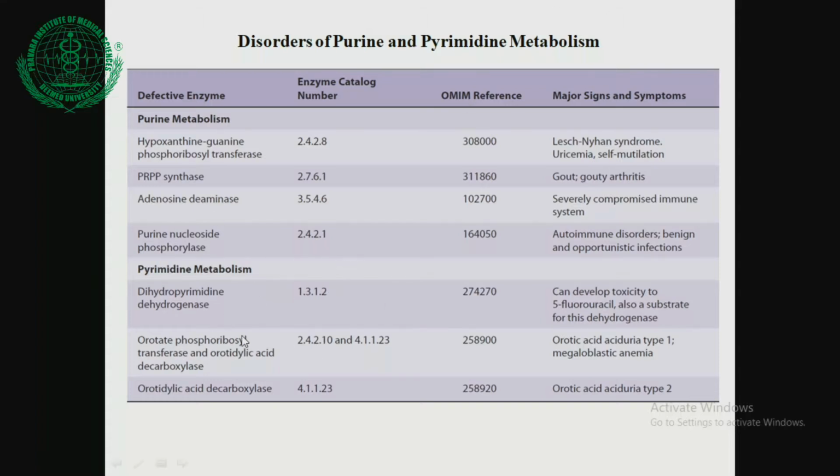Similarly, defects in enzymes involved in pyrimidine metabolism give rise to clinical conditions called orotic aciduria type 1, type 2, and megaloblastic anemia.